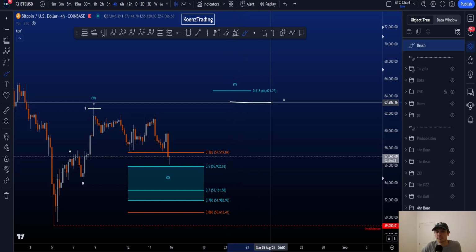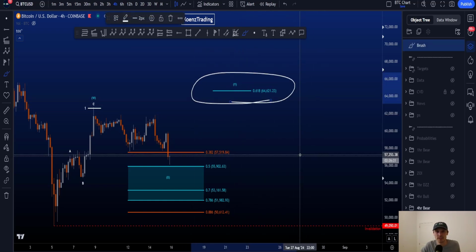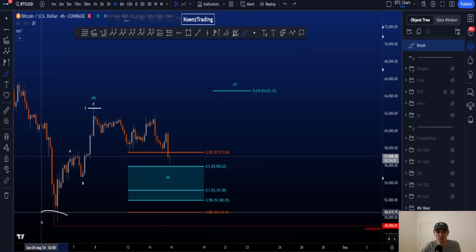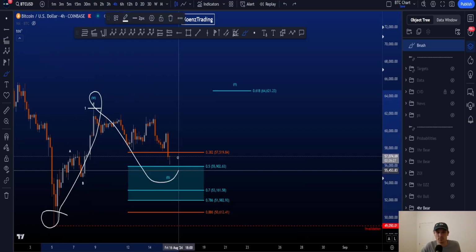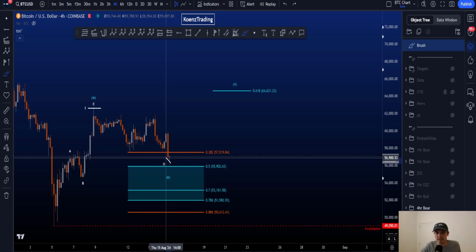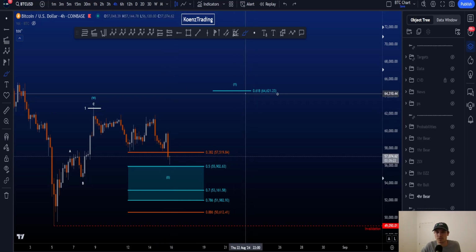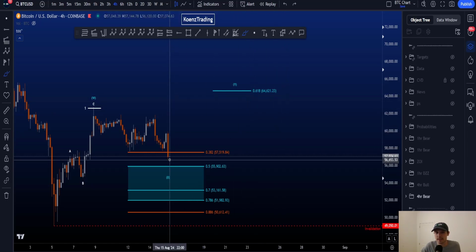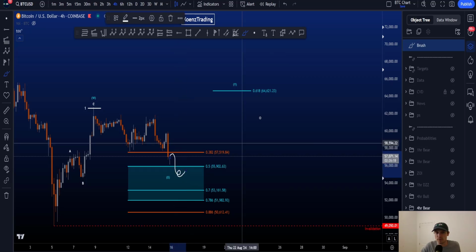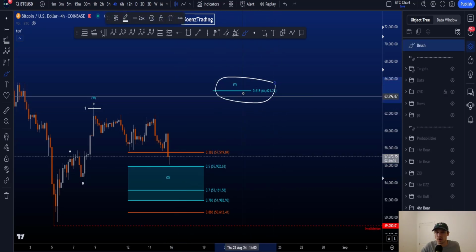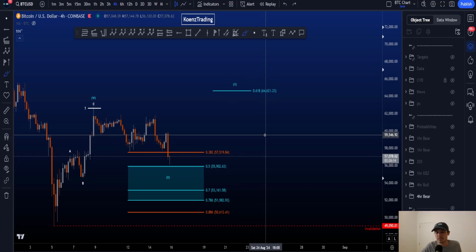The minimum target for a wave Y would be the 0.618 trend-based fib extension taken from the low to the high of W to the low of your wave X. Taking the current low on the chart here, your target would be 64.6k. If price is going to move to lower levels, your minimum target for Y will also move towards the downside.